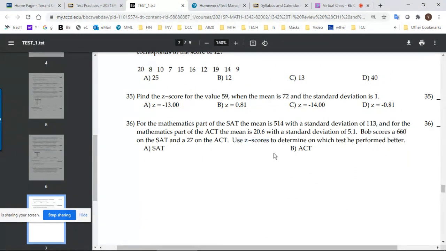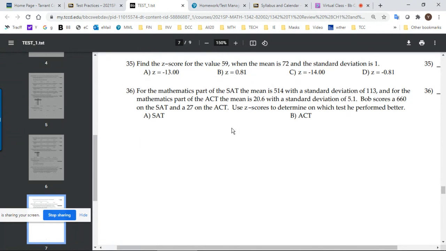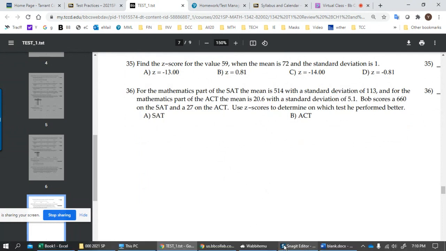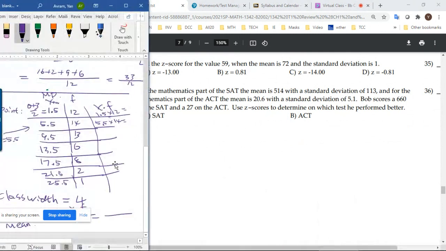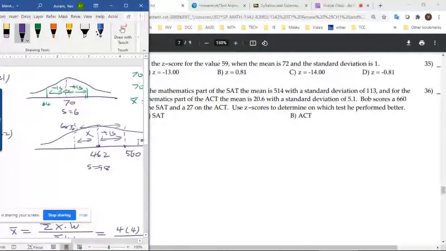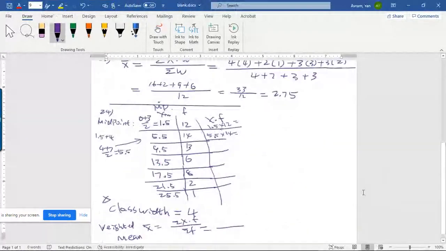Of course, we're gonna need to convert it into z-score in order to be able to compare, because it's a different test. A lot of high school students take both SAT and ACT. My niece also did both of them, and found out she did better on the SAT than the ACT. So how do you know which one you did better? You have to compare against the mean and convert it into a standard score. So how do you do this type of question?